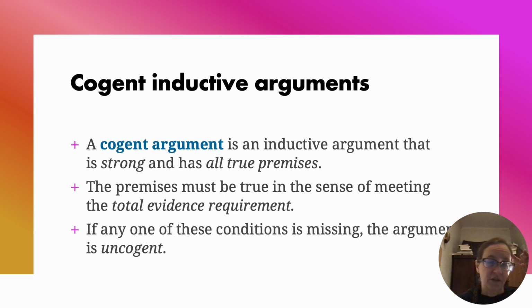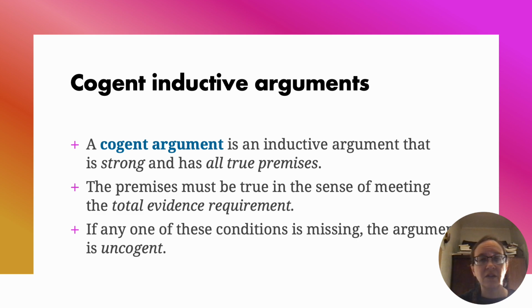Okay, so a little recap. Weakness and strength of inductive arguments is a bit like validity and invalidity for deductive arguments. Then for deductive arguments, we also have soundness, right, which is validity plus true premises. So we have a similar thing for inductive arguments, where we had strength and weakness, and now we're going to have cogency. A cogent inductive argument is strong and has all true premises.